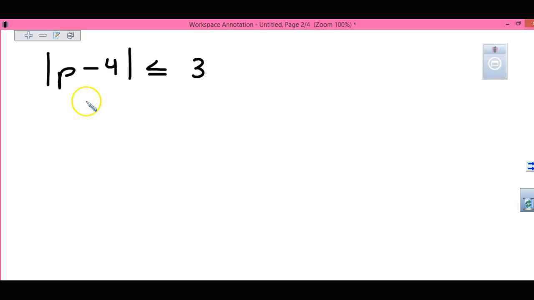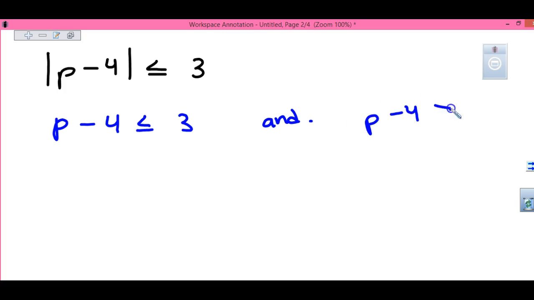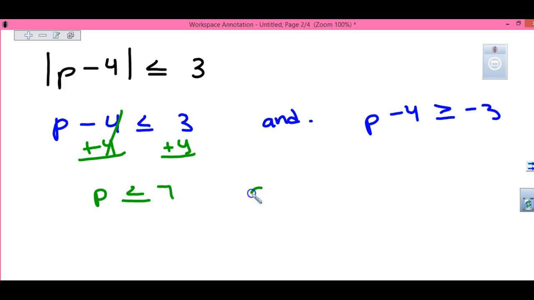Question. We have to solve the absolute value of p minus 4 is less than or equal to 3. So p minus 4 is less than or equal to 3, and because this is a less than, p minus 4 is greater than or equal to negative 3. So when we solve, we add 4. p is less than or equal to 7, and adding 4, p is greater than or equal to 1.